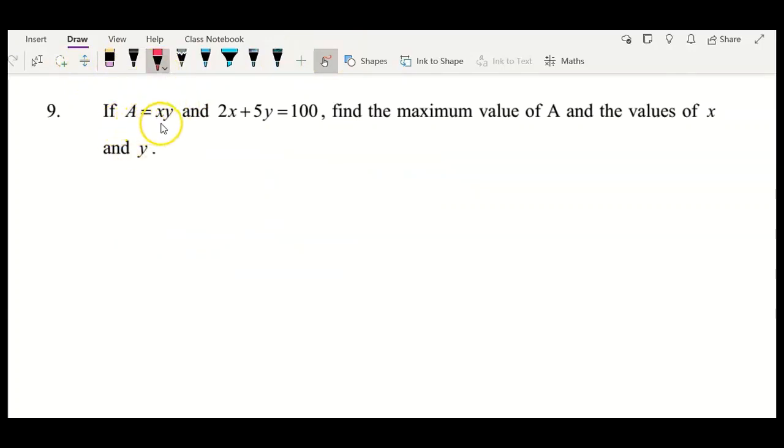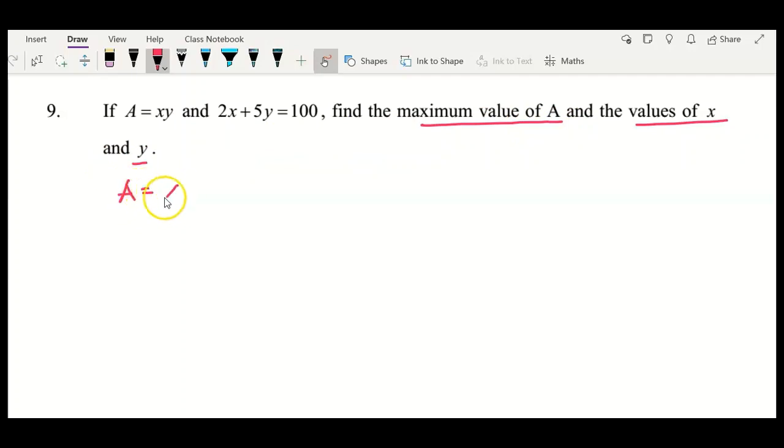If A equals xy and 2x plus 5y equals 100, find the maximum value of A. We need one answer, the maximum value of A, another answer, the value of x, and one more answer, the value of y. So we need to show three answers. Alright, in our solution, we must show and stress these three answers.